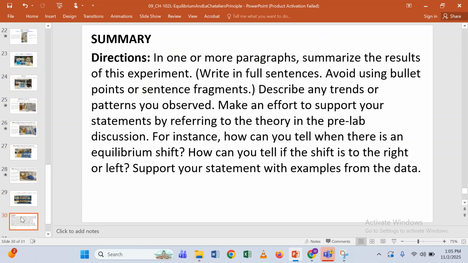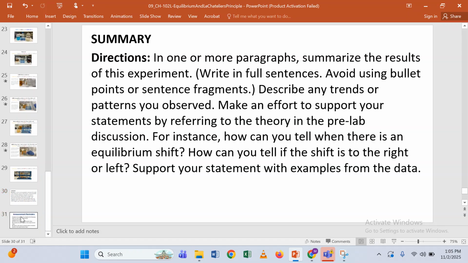Now we're done with the experiment, so fill out all your data sheets. And in one or more paragraphs, you want to summarize the results of this experiment. Write in full sentences, avoid using bullet points or sentence fragments. Describe any trends or patterns you observe. Make an effort to support your statements by referring to the theory in the pre-lab discussion. For instance, how could you tell when there's an equilibrium shift? How can you tell if the shift is to the right or to the left? Support your statement with examples from your data.